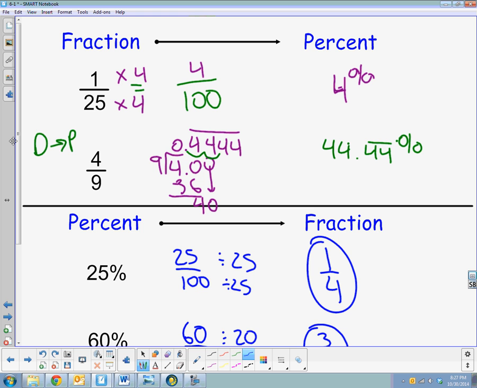Fractions to percents, you have 2 options. You can either divide and get a decimal. It always works. You have a calculator. Or you can think, well, 1/25th, if I multiply by 4, I'll get 4 over 100, which is 4%. But you can always change it to decimal first and then move the decimal to the right, to the right.